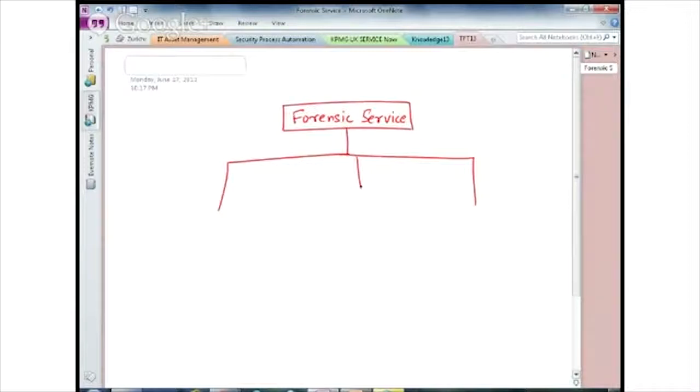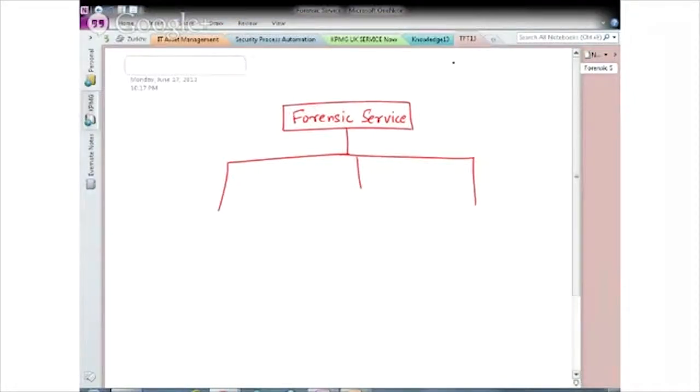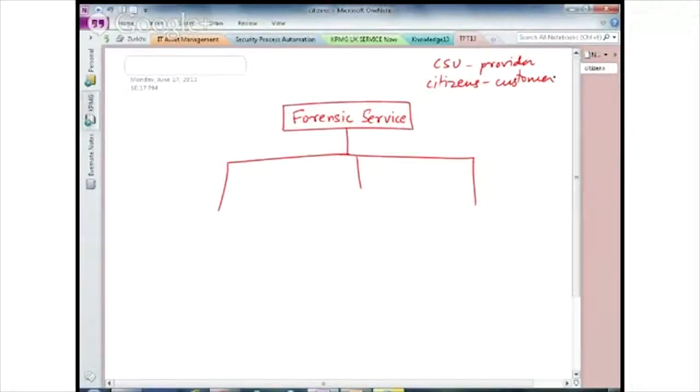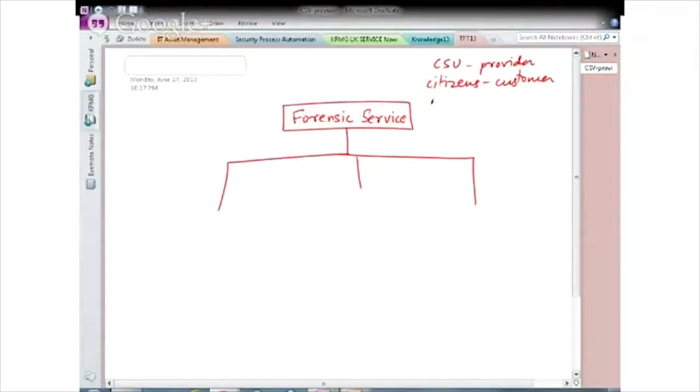So let's first start by identifying. For a forensic service, who's the provider? That would be CSU, I guess. Okay, CSU is the provider. And we've got the customer, who's, well, I can say the customer is citizens in general, because they don't want more homicides to happen. I'm just simulating the situation that happened in the name the service example. And who's the end user for this case? I guess the next of kin to the woman who died.